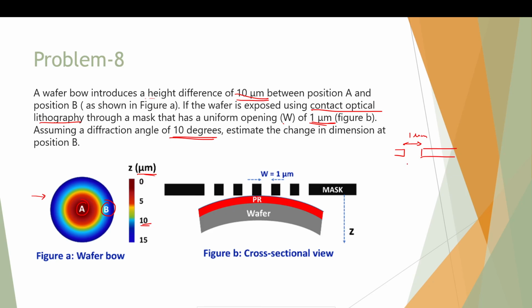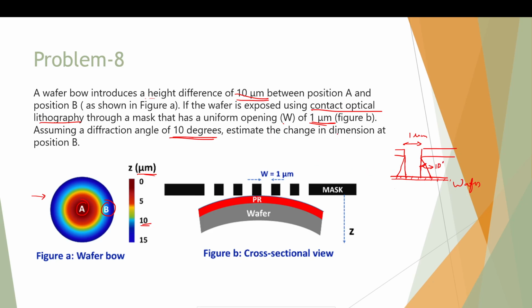Okay. And for the 1 micron opening, since it's not a contact litho anymore, there will be some gap. So say this is the wafer, or this is the PR on top of the wafer. Then this 1 micron won't just come and sit and write directly here, right? There will be some diffraction, and because of which it will spread. And they have already given us the angle of the spread. They have told that the spread angle is nothing but 10 degrees.